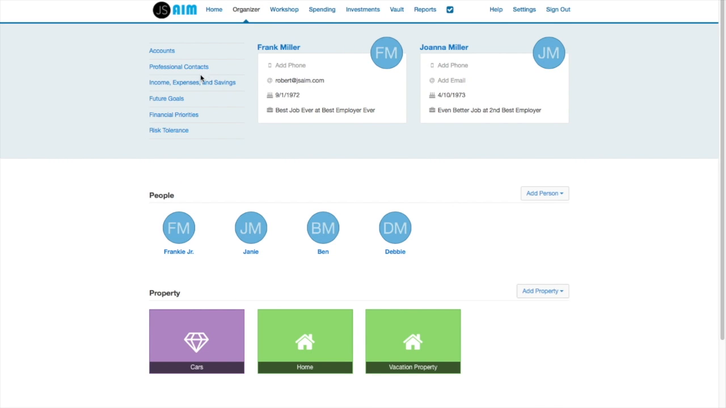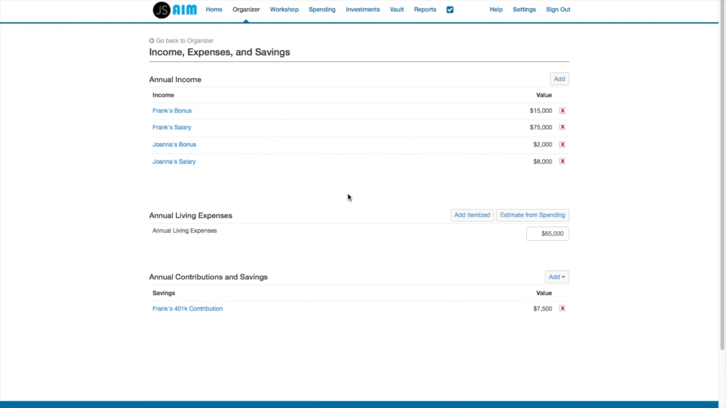And when you come to the organizer, first make sure that you've got your income and your expenses set. So here we've got Frank's salary and bonuses and Joanna's part-time work. We just put in a number for annual living expenses. Depending on how detailed you've gotten into eMoney, you can estimate that living expense from your budgeting tool, or you can add itemized if you already know. But you'll see here this is their income.